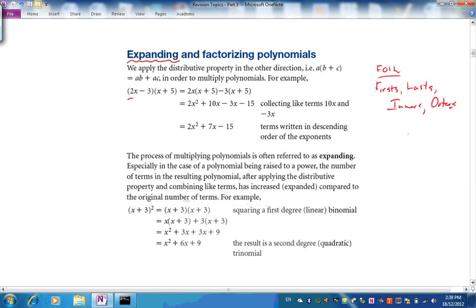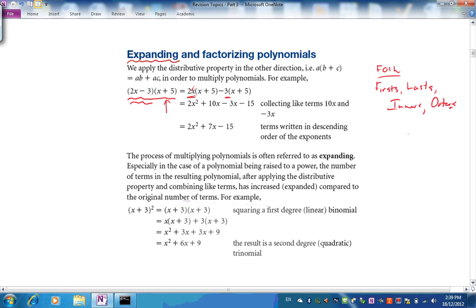Let's have a look at this one up here. I think a good way of looking at it is what Pearsons have done here, is to say if we have 2x take 3 lots of x plus 5, then that's 2x lots of x plus 5 take 3 lots of x plus 5.